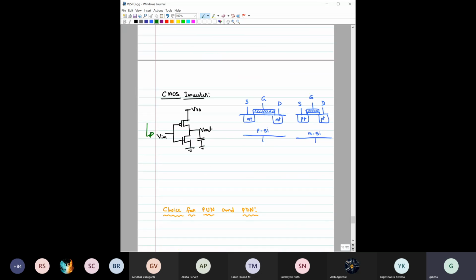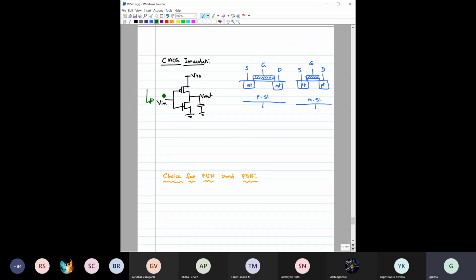Let's see this. So here you see what we have done. This is one PMOS. So this PMOS has been connected like this. This NMOS has been connected like this. And the two inputs have been shorted, like both gate inputs are shorted, right? And it is connected with the input part, right? This is VDD, this is V output, this is CL, the load capacitance, right?